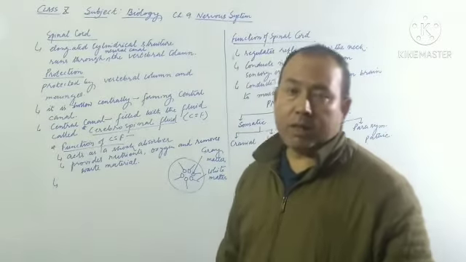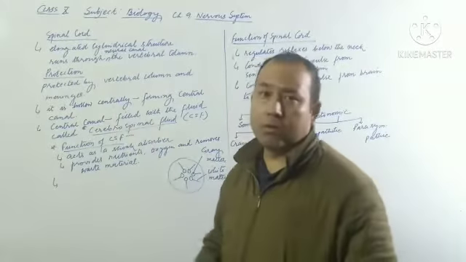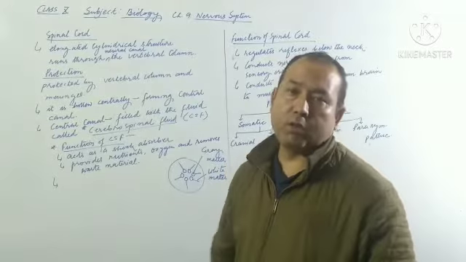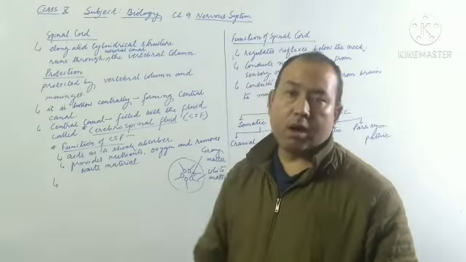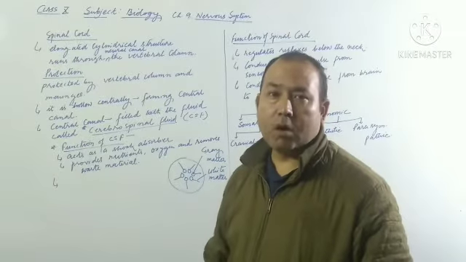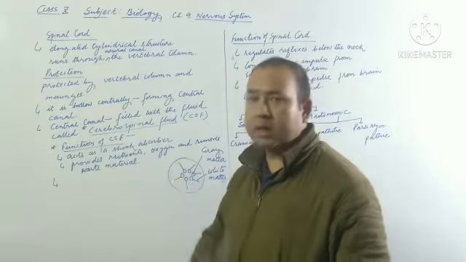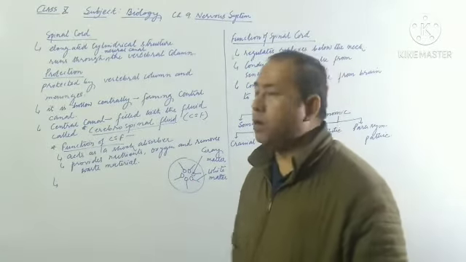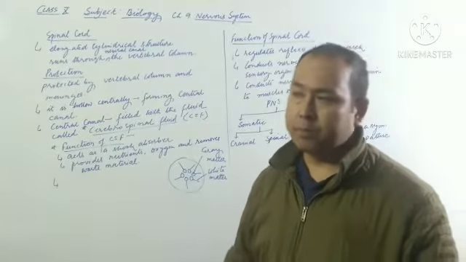Now, in the middle of the spinal cord, a hollow cavity is present, which we call the central canal. The central part of the spinal cord is a hollow cavity, which we call the central canal. This central canal mainly remains filled with the fluid called cerebrospinal fluid. In short, we call it CSF.